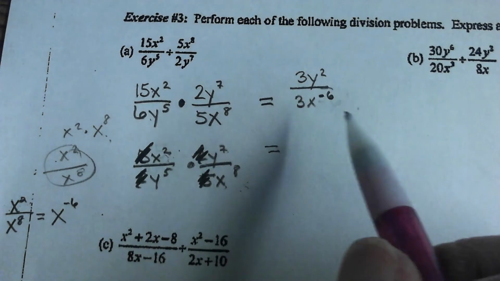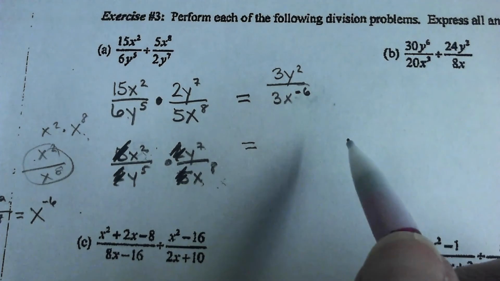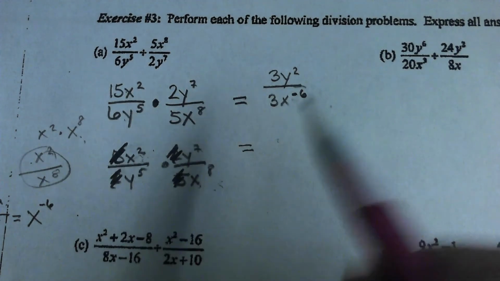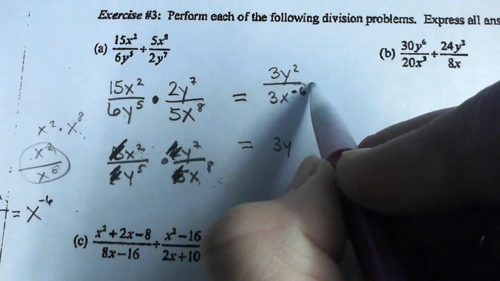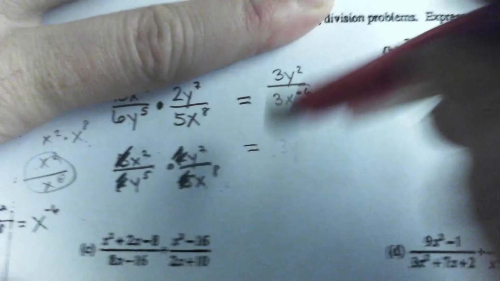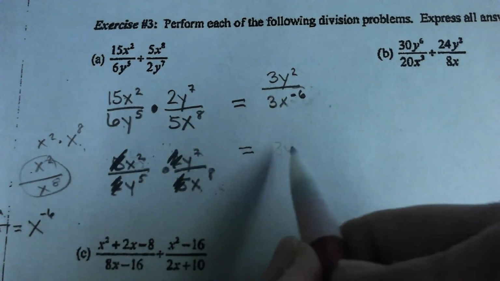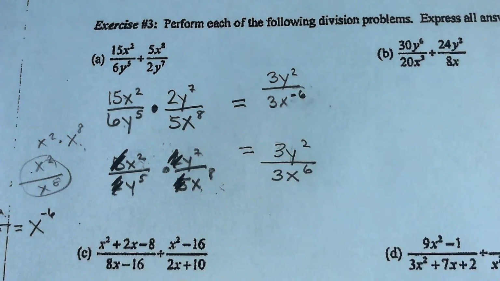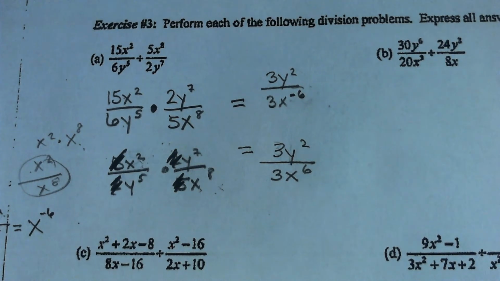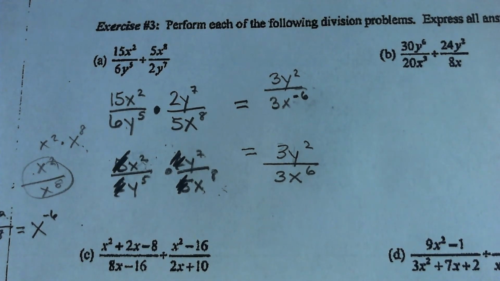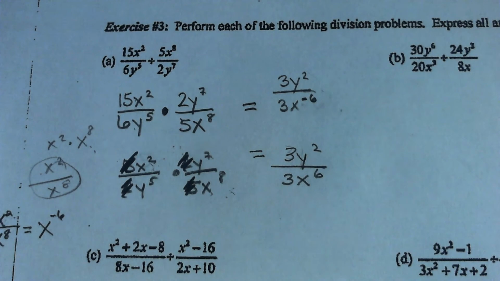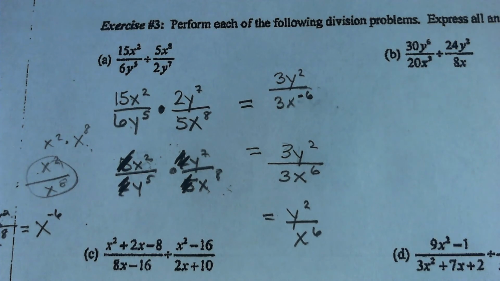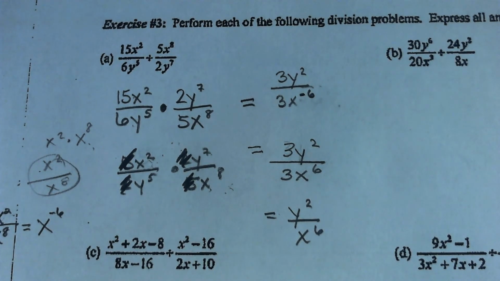Did anybody have a different final answer? Who haven't I heard from? Lucas B., what'd you have? You had the exact same thing? Georgia, what'd you have? Three x to the positive 6. Okay. Lucas. Anybody else? Okay.